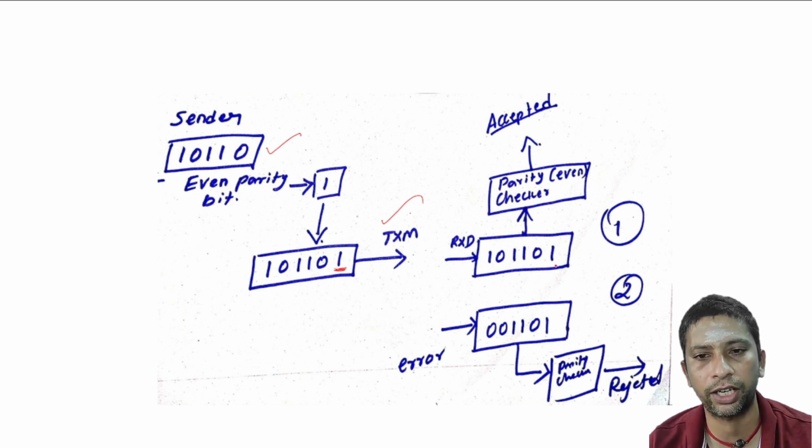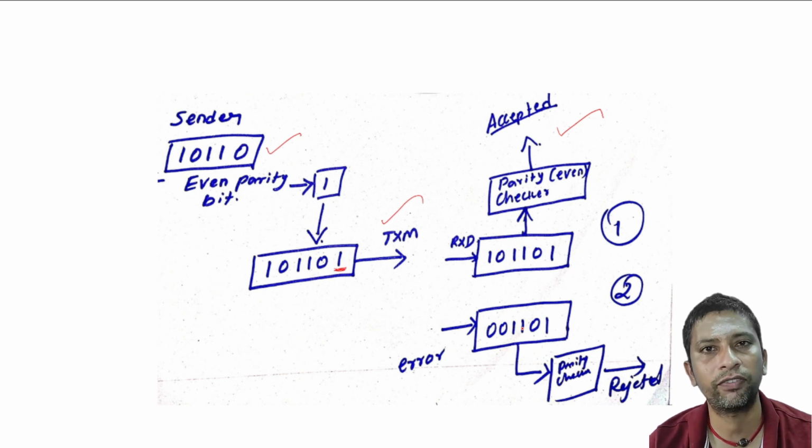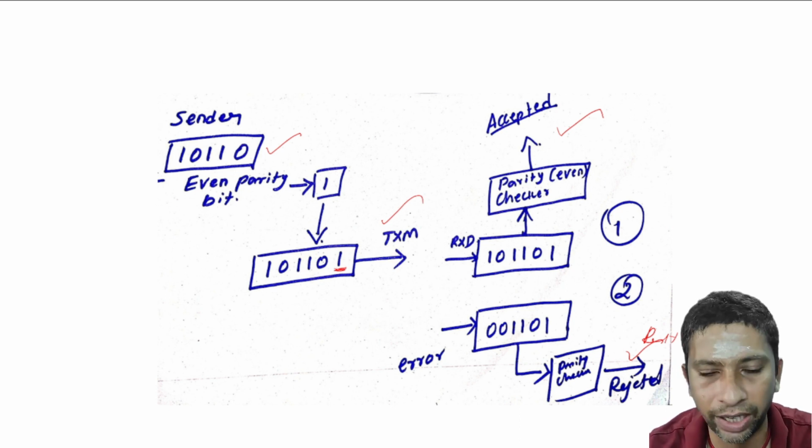The parity checker will check. If it is an even parity checker, it will make sure that the number of ones present is even. If it is so, then it will be accepted. If it is not so, I have shown an example with error here. See, the first bit has got changed. So if you look here, as this is an even parity checker, it will be looking, but when you look at this, the number of ones is going to be odd. So obviously it will reject it and it will ask for retransmission.